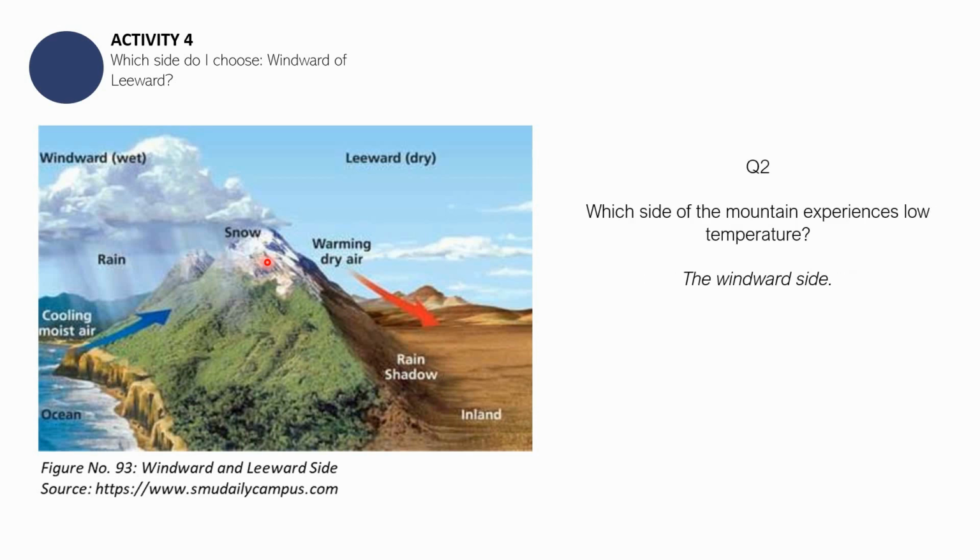Which side of the mountain experiences low temperature? Alin yung mas may low on temperature? Syempre, it's going to be the windward side. Given na yun. It's self-explanatory, I think. Okay. Question number 3. Yung side naman ng mountain na may mas mataas na temperature is called the leeward side.